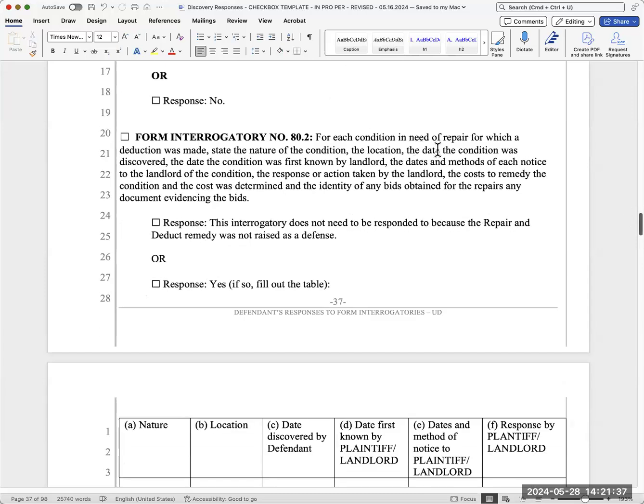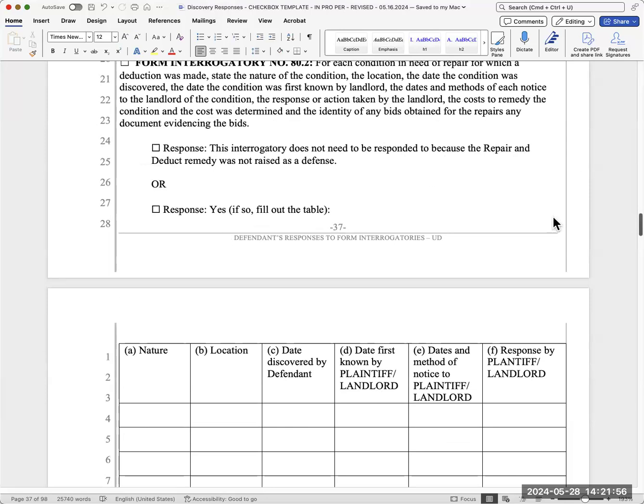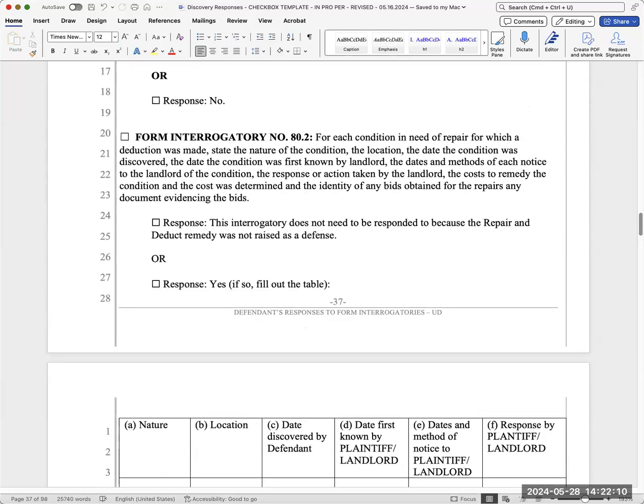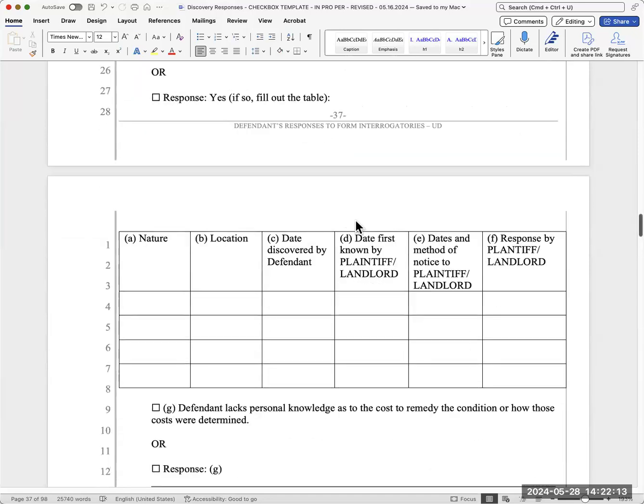Next question, for each condition in need of repair for which a deduction was made, right? You're either going to fill out the chart based on what was discussed and agreed with the landlord, but if it didn't apply to you, if you answered no up here, you're going to check this box. This is what you should consider responding to, because this would be the appropriate response. If you didn't have that ever happen to you while you were there, a discussion with the landlord that you would somehow, or someone you hired, fix it and deduct from the rent the repair. Okay. If you did have that discussion with your landlord and you did deduct money from your rent to cover the cost, fill out this chart.